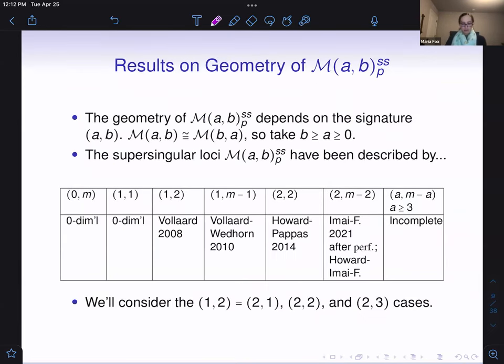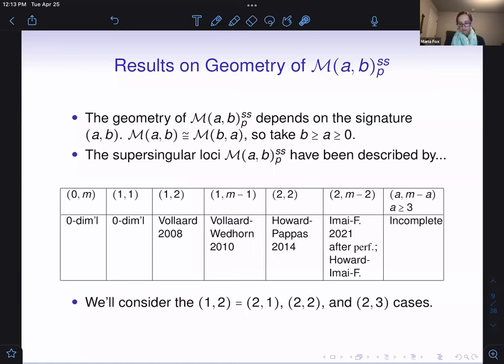Before we see some examples, I want to sum up the history of the problem. The first thing to notice is that the signature (a,b) Shimura variety is isomorphic to the signature (b,a) Shimura variety. So we can always assume that b is greater than or equal to a. So a is the smaller of the two. And then here's the history of the problem. Signature (0,m), these Shimura varieties are zero dimensional, so not a lot of geometry to describe. Signature (1,1), again, our supersingular locus is zero-dimensional, so not much to say. But signature (1,2) is the first non-trivial case studied. This was studied by Vollaard in 2008. Her results were extended to the general signature (1,m−1) case in 2010.